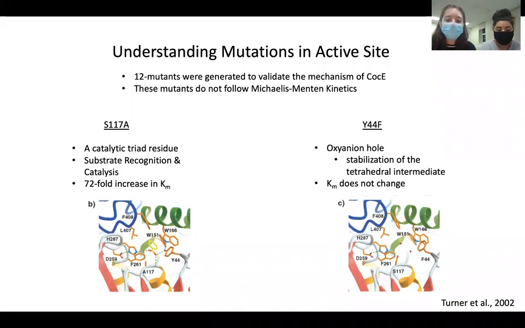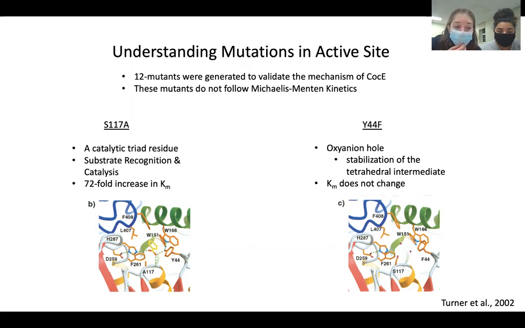Now, understanding mutations in the active site. There were 12 mutants that were generated to validate the mechanism of cocaine esterase. These mutants do not follow Michaelis-Menten kinetics because the mutants used required the amount of enzyme to exceed the substrate concentration. The 2 most important residues that play a major role in the binding pocket of cocaine esterase are S117 and Y44. The function of these residues is shown by their mutated crystallized structures.